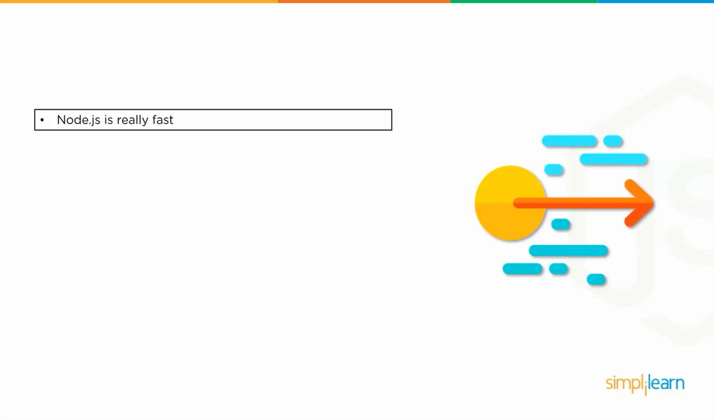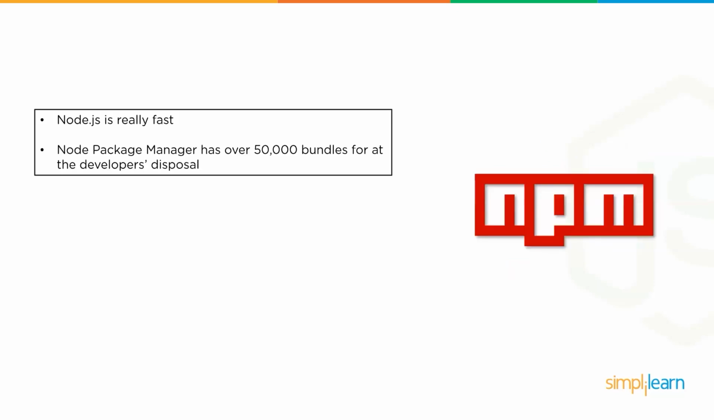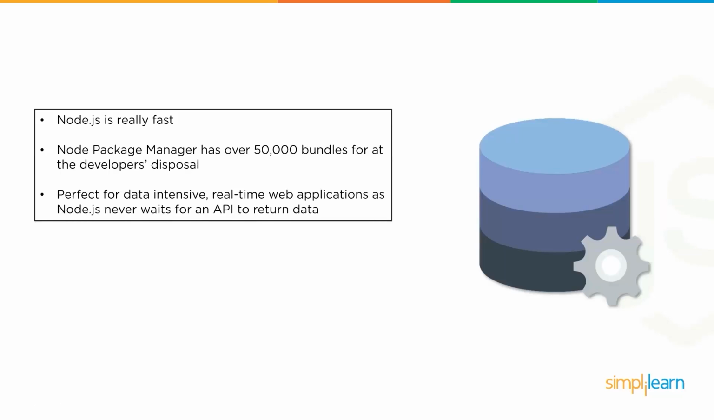First up, Node.js is extremely fast. Being built on Google Chrome's V8 JavaScript engine, its library is extremely fast in code execution. Node Package Manager has around 50,000 bundles for developers, so whatever functionality is required for an application can be easily imported from NPM. All APIs of Node.js library are asynchronous, that is non-blocking.